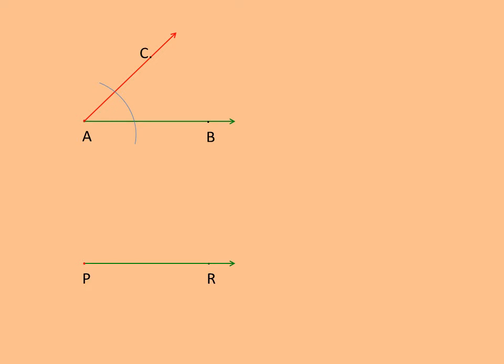Okay, with the same radius without changing it, keep the pointer of the compass at point P and again draw an arc. Since I have only one side PR, it should intersect side PR. Yes, in angle CAB, we have taken from vertex A, the arc is drawn, and the second one from point P, the arc is drawn.